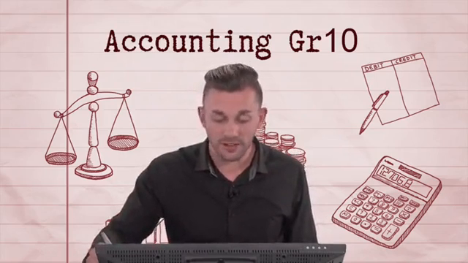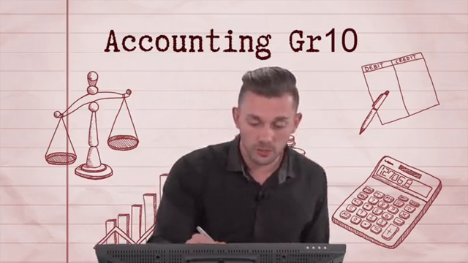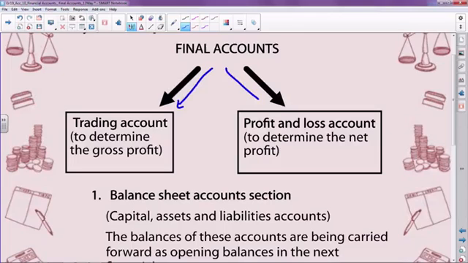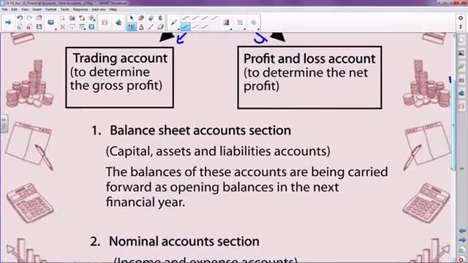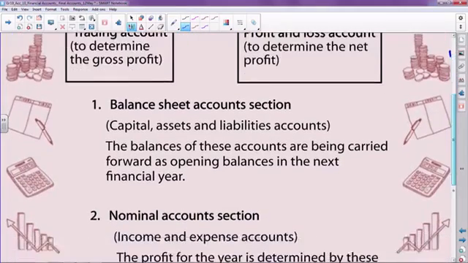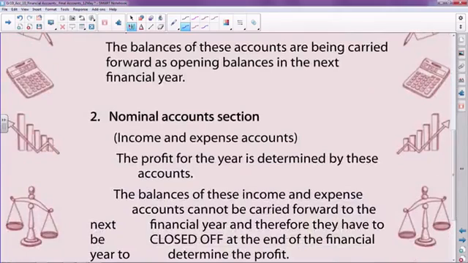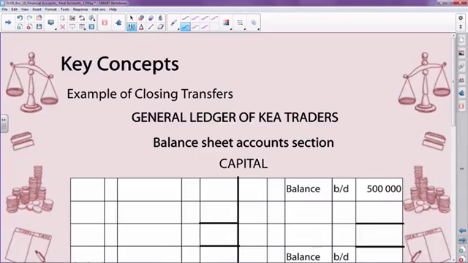So I'm giving you the final accounts, just quickly to give you a bit of revision. Trading account, the profit and loss account. Again, the balance sheet account section will never close off, except your drawings, and all your nominals will go to either the profit and loss account or to your trading account. Now, the example I'm giving you is the general ledger of Kia Traders. Kia Traders has currently got capital of 500,000 Rand. Remember, capital is a minus plus account. It's also very good for the owner to have a nice capital amount in his business.